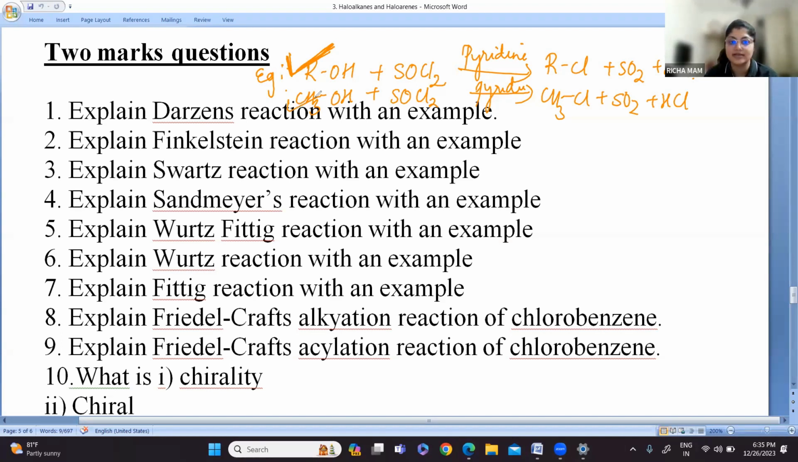For all the name reactions, you have to learn the general reaction as well as one example. So this is Darzen's reaction. One more time, I'll repeat. Alkyl chlorides can be prepared by refluxing alcohols with thionyl chloride in the presence of pyridine. This is called Darzen's reaction. So this is the first question.